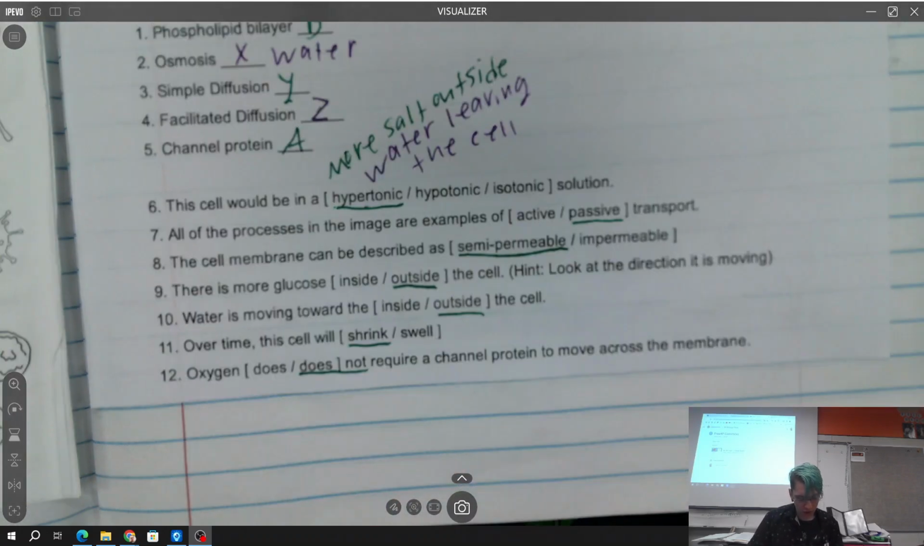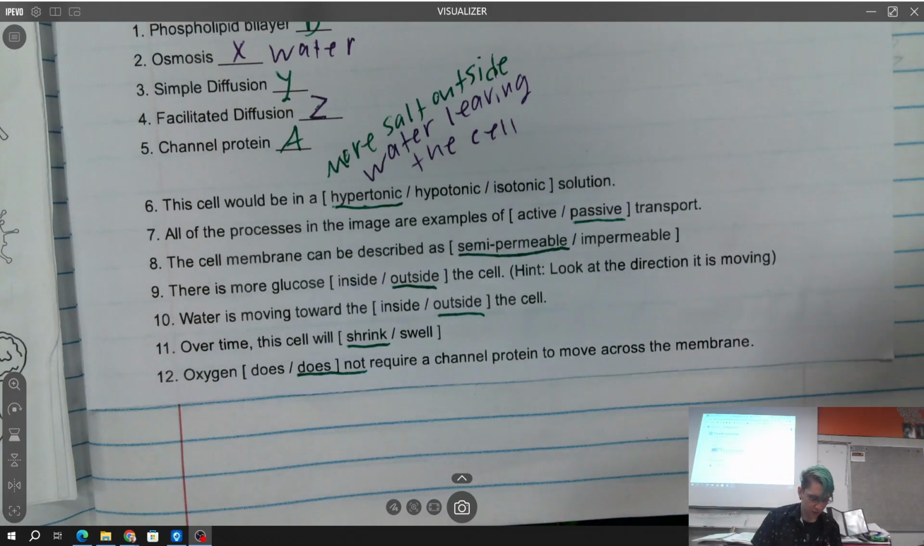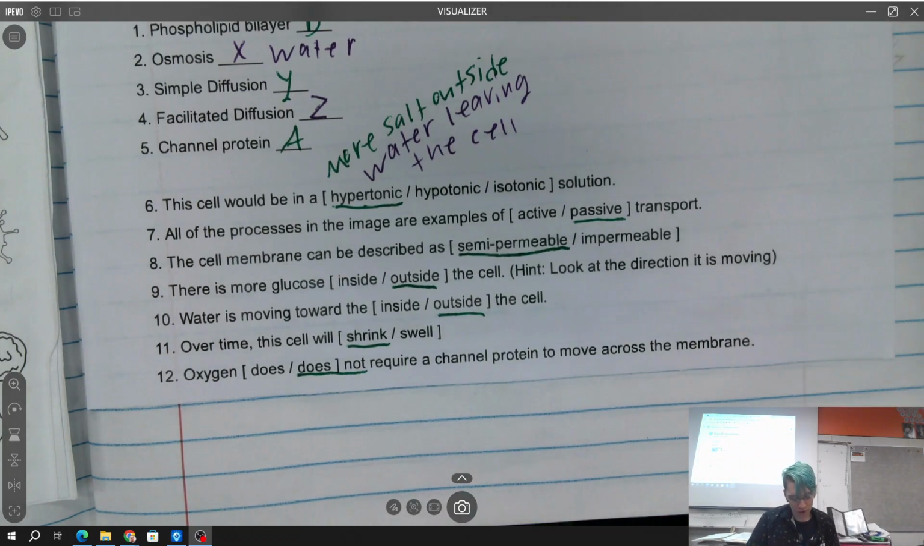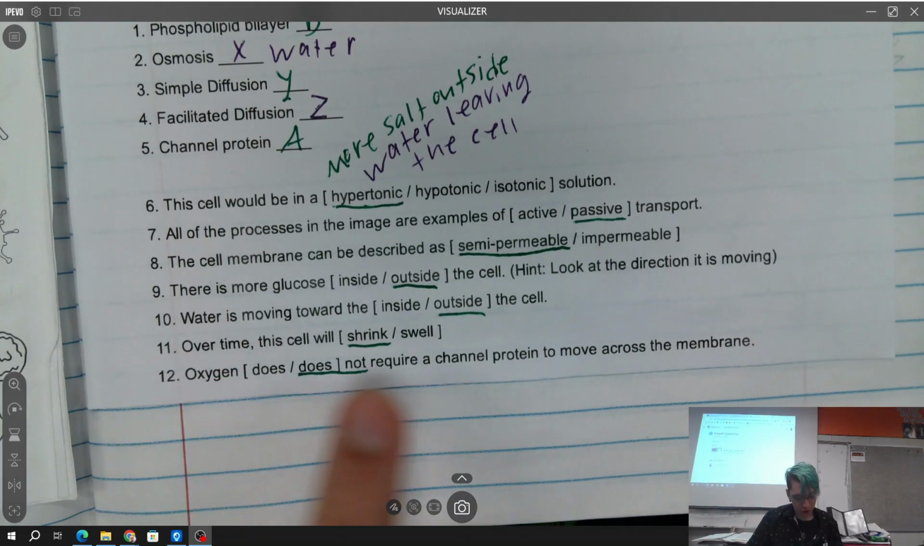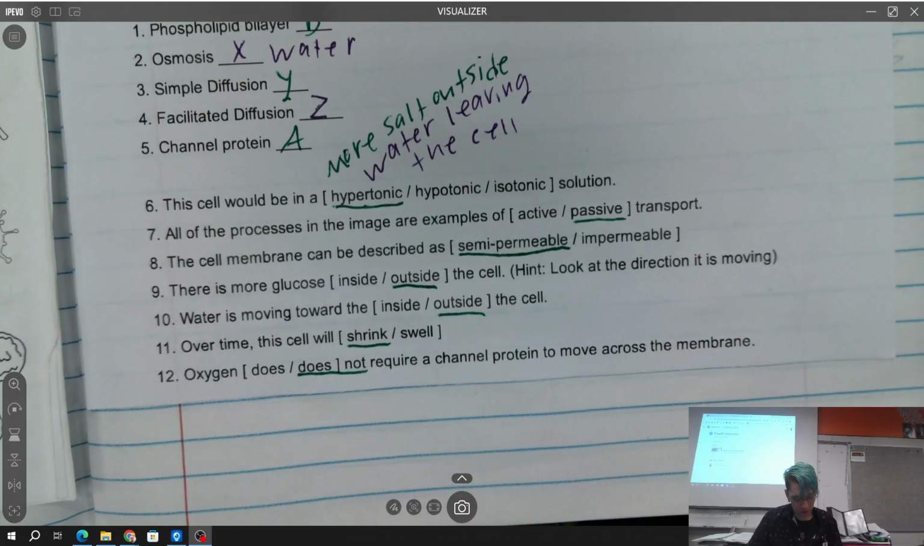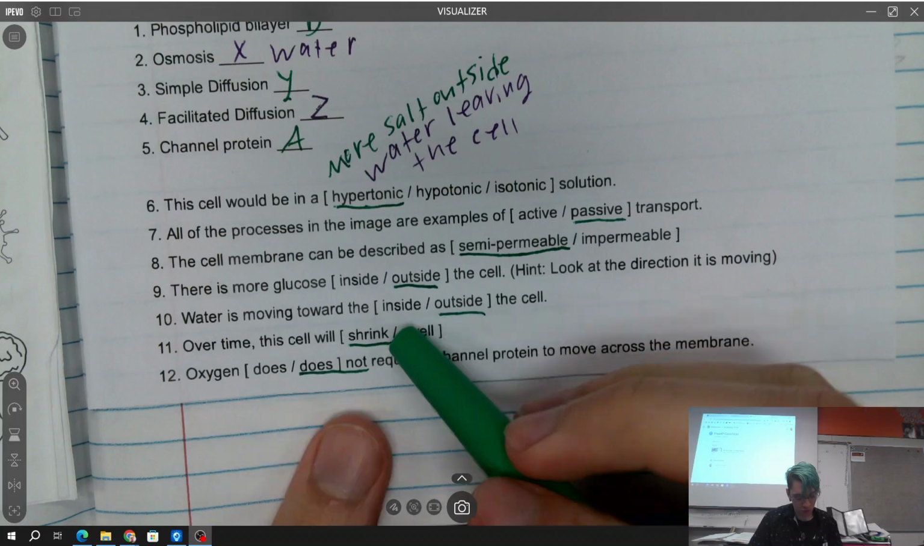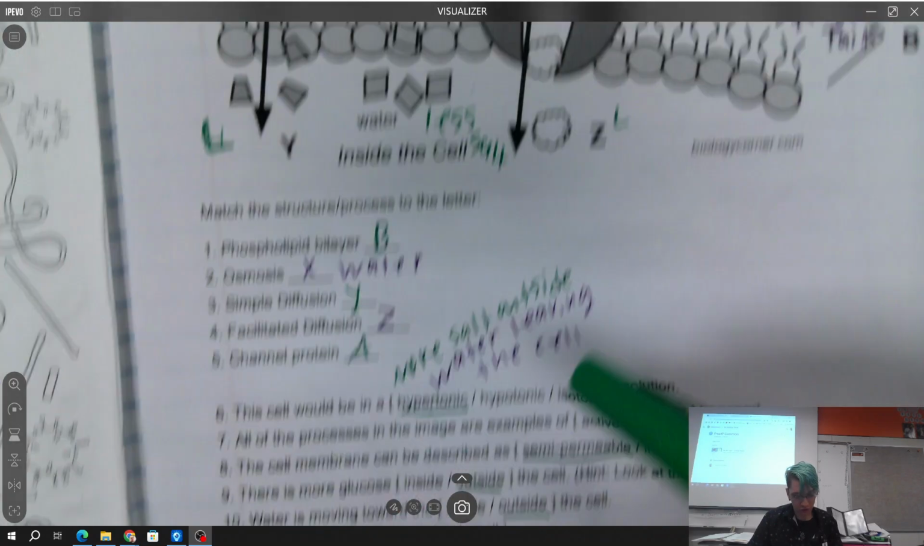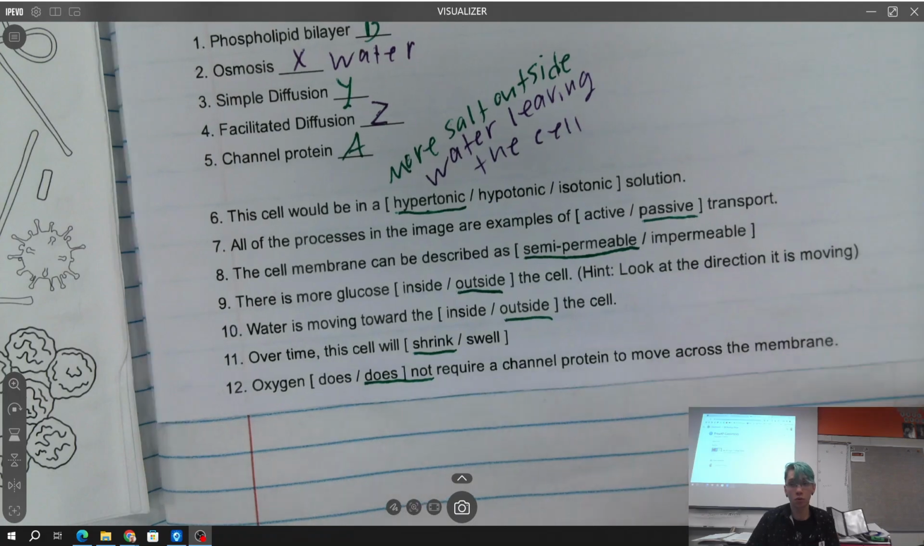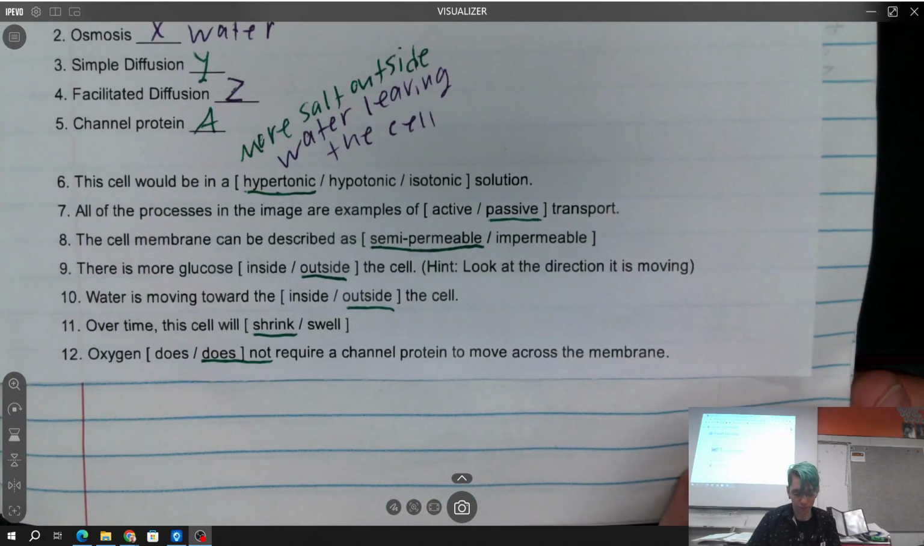The glucose is going inside the cell, which means that as a result, there has to be more concentration outside the cell. Over time, our cell is going to shrink because water is leaving the cell, and oxygen does not require a channel protein to move through the membrane.